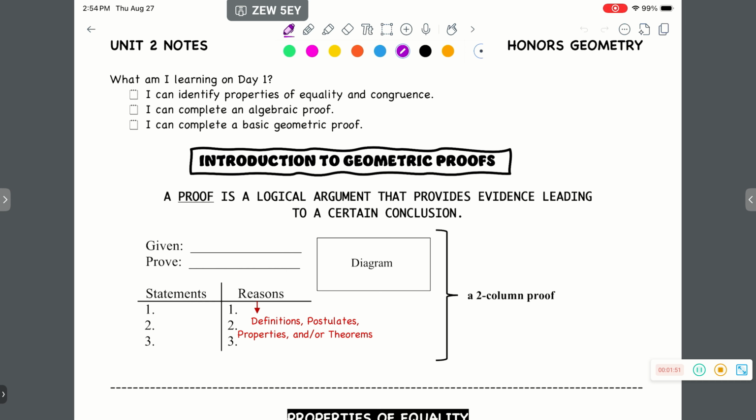All right. Almost every geometric proof will have a diagram, right? It'll have some pictures of angles, rays, segments, all that good stuff that we did in Unit 1. This is what I want to talk about right here. What also comes along with a proof is a given statement and a prove statement.